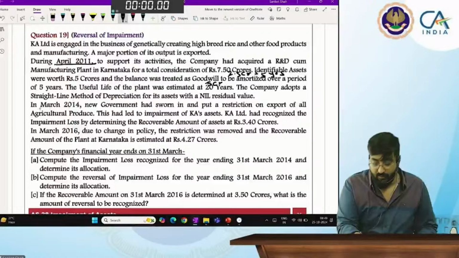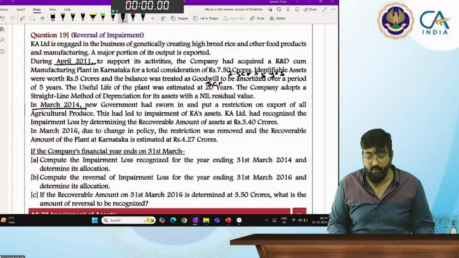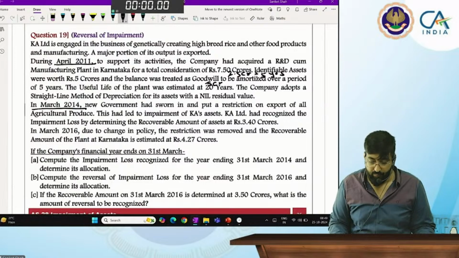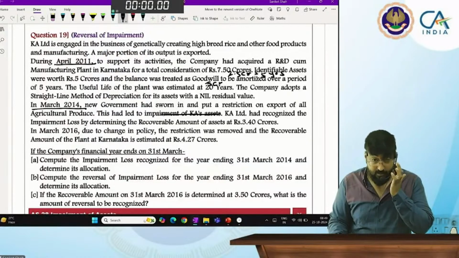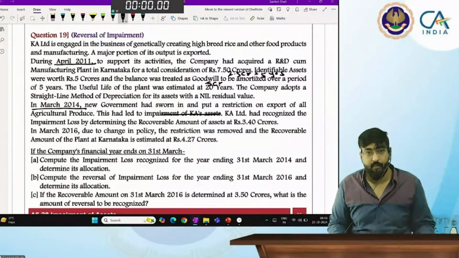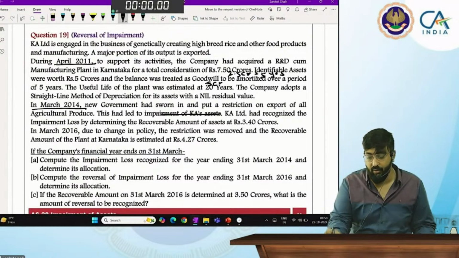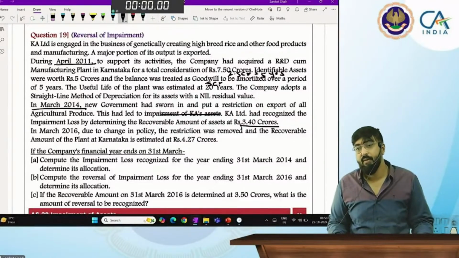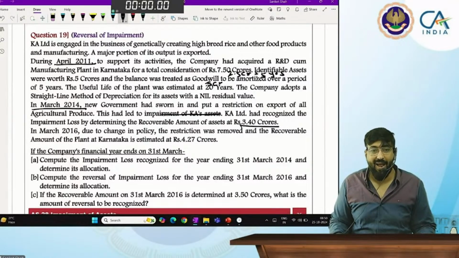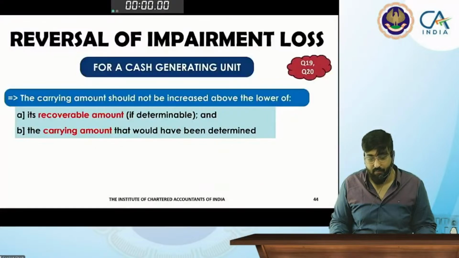April 2011. Then in March 2014, government had imposed a restriction on export, and this leads to impairment of K's asset. After how many years? After 3 years. Correct hai? And your recoverable amount is 3.4 crores. So depreciation balance you will find out after 3 years. 12, 13, 14. So what is my impairment loss?